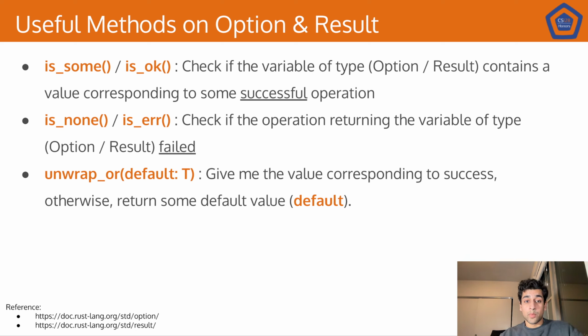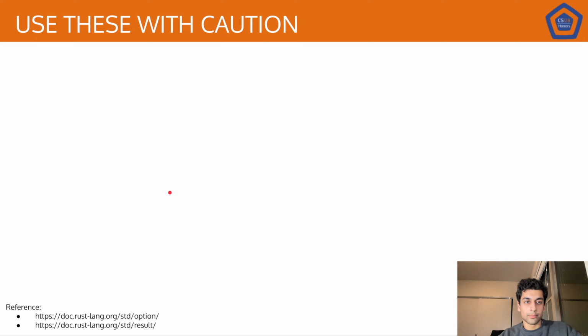There's this function unwrap or. So try to extract the value corresponding to success, either some or OK. If there is no some or OK inside your option or result, give me some default value, and you specify that. So a little bit better than just unwrap by itself.